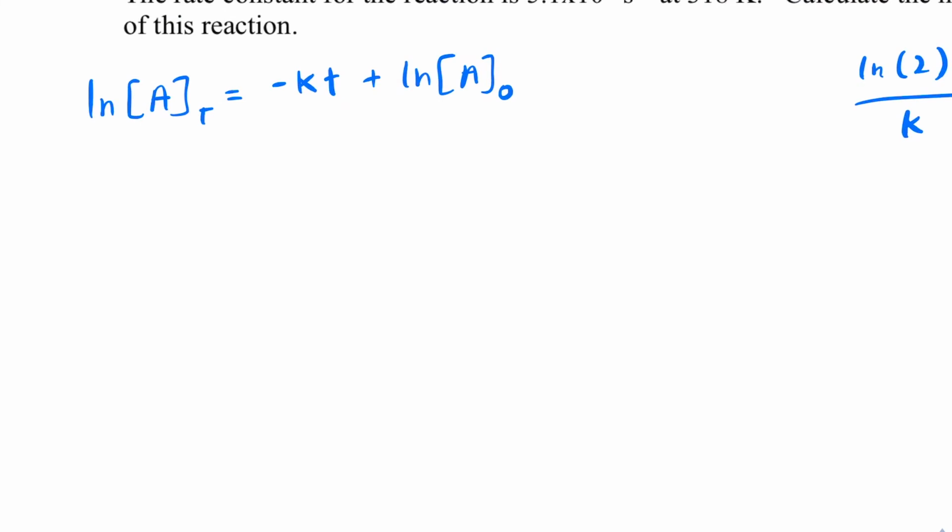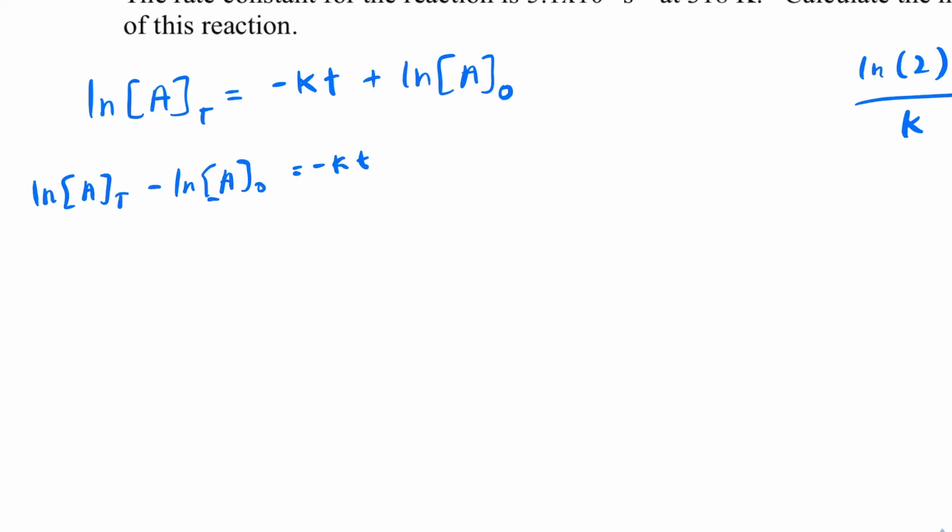So the integrated rate law is given to us, and what we can do first is we want to solve for t. And that's going to be helpful if we first subtract the natural log of A naught over to the other side. If we do that, we get the natural log of A at time t minus the natural log of A naught is equal to negative kt.